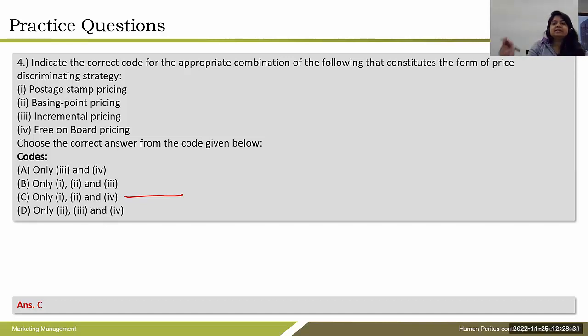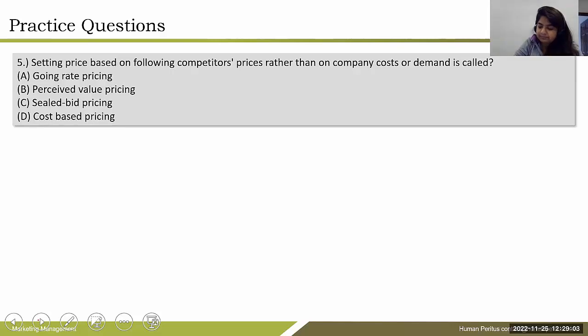Incremental is what is increasing because of certain things that you're adding. Postage is different, of course, if I'm sending something to Kanyakumari versus something to Siliguri versus something to Gujarat. So different prices. Base point pricing is I have a certain base that this is my minimum fare, like Uber. Minimum charge is 45, anything over and above is per kilometer. Base point pricing. So again, difference. Free on board. Remember I told you everything will be borne by the buyer. Incremental is the only one which is not there. So C is the answer.